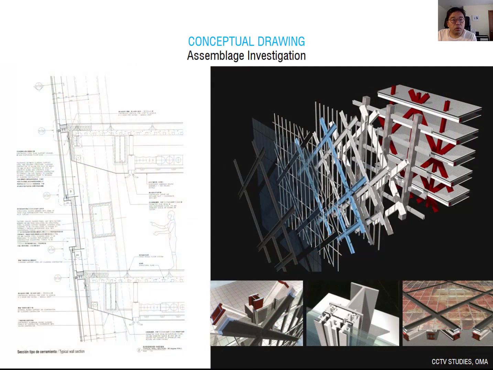After that, we also have to consider the assemblage investigation. You don't need to draw out this detailed section for the conceptual drawing. However, you have to keep in mind how you can design the skin, how you can design the window, how you can design the floor, how you can connect the floor and the skin. So this is all your consideration to develop your design better.